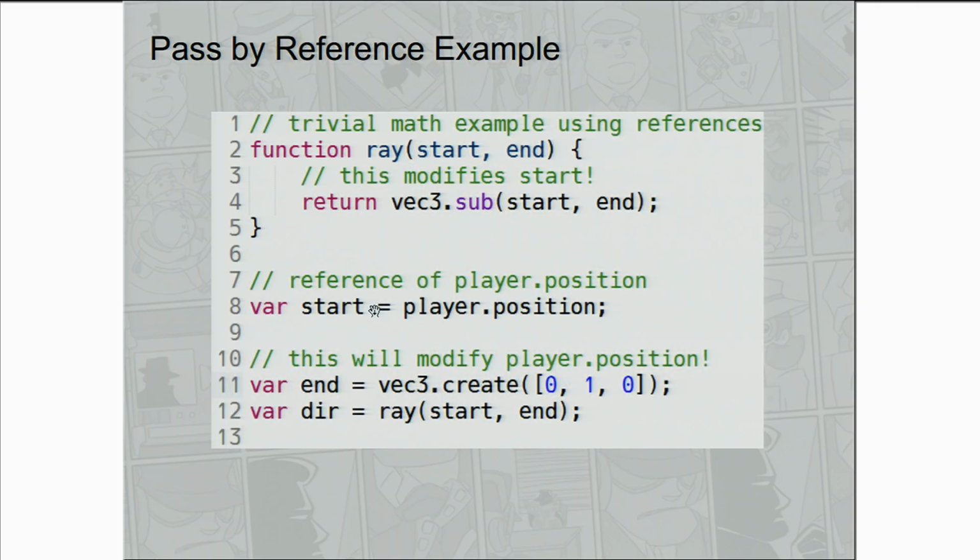So let's look at this trivial example. This is just a ray function that is creating a ray from one point to another. It seems pretty innocent. However, that vec3.sub is actually modifying the start parameter. And so later, if you want to use this function, let's say you make a variable start that is actually a reference to player.position. This is once again due to the fact that everything is a reference in JavaScript, including vectors. Then later on, when you use ray on that start reference, it goes through that chain until it actually modifies player.position, which is not the intended behavior with this code.